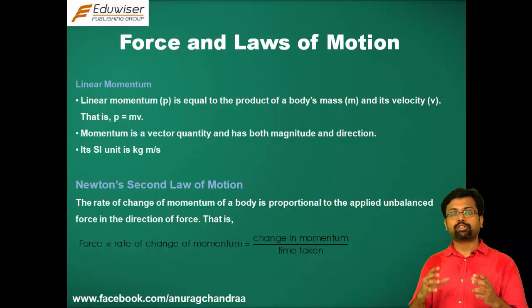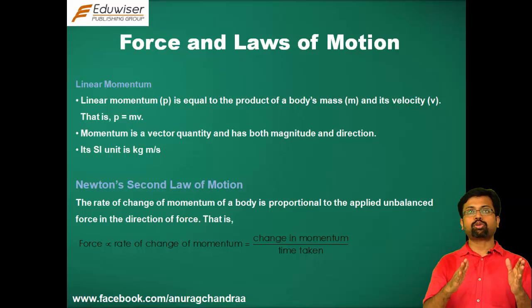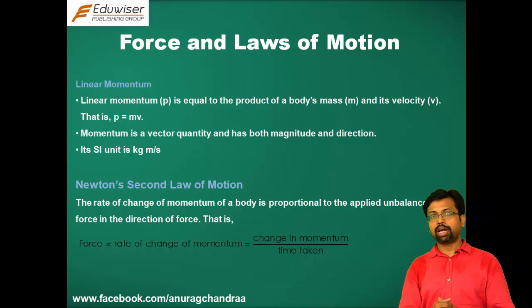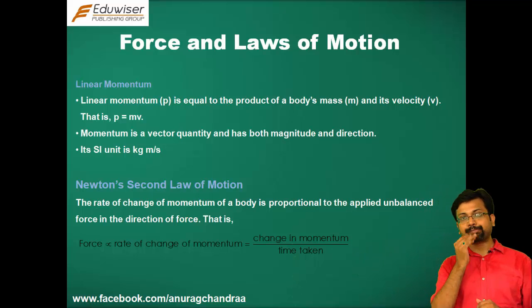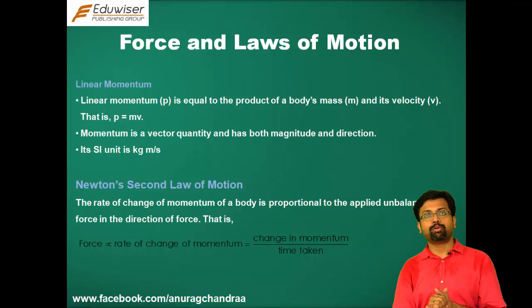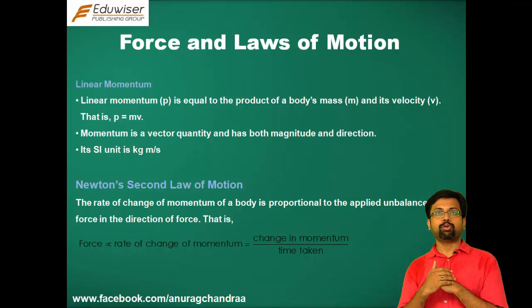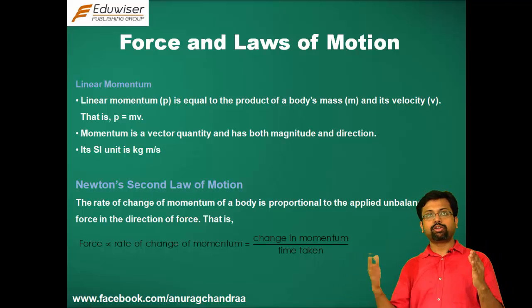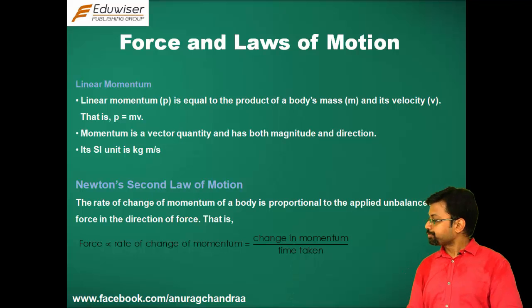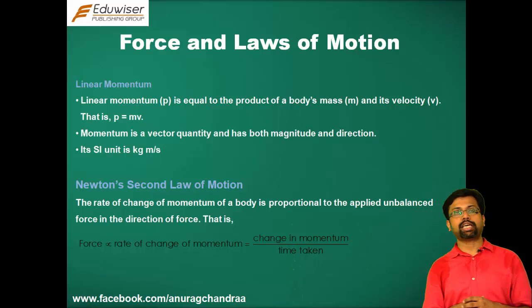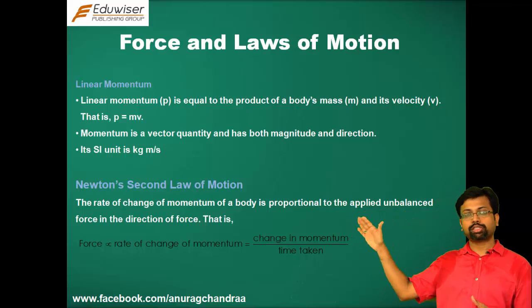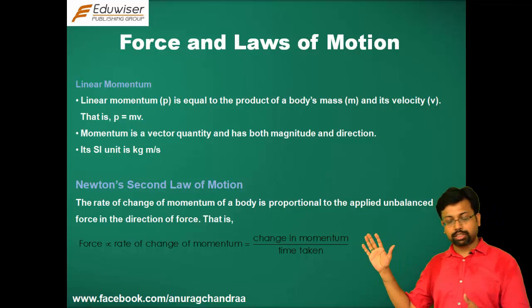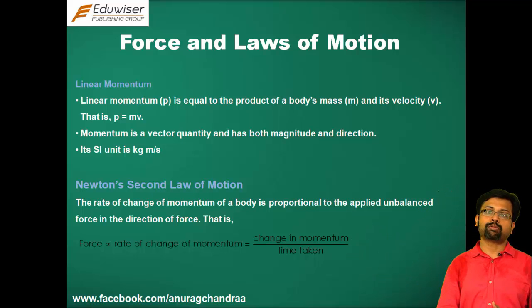Now what is the rate of change of momentum? Whenever you talk about the rate of change of something, you have to divide it by time. So here we are talking about the rate of change of momentum. The change of momentum for any body would be mv minus mu, where mv is the final momentum and mu is the initial momentum, and v and u are the final and initial velocities. So F would be proportional to (mv minus mu) divided by t, that is, force is proportional to the rate of change of momentum of that body.